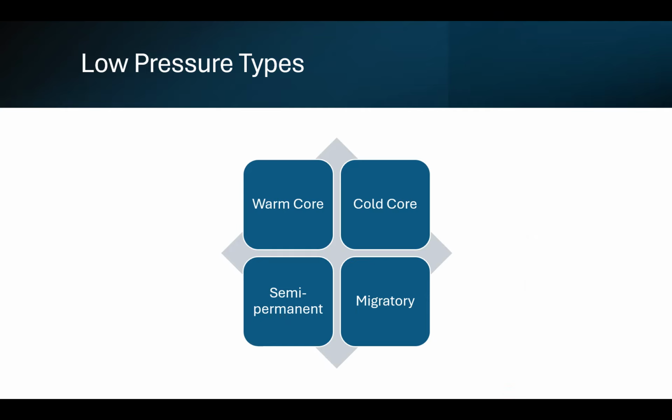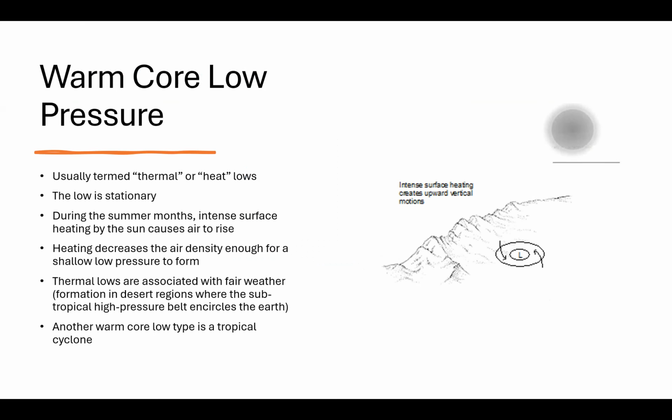All right, so now let's examine the low pressure types. We have a warm core low pressure, a cold core low pressure, semi-permanent low pressure, and migratory. They're identical types, similar to the high pressure we just examined. So let's take a look at these types of low pressures. You get a warm core low pressure system. Again, warm core means that the warmest temperatures are at the center of this low pressure.